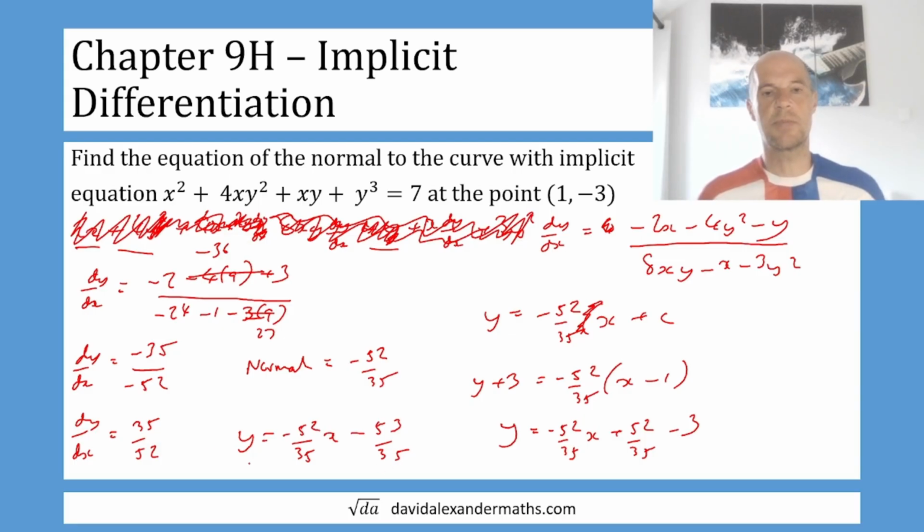And I suppose we could multiply this whole equation through by 35 if we were asked to. So 35y is negative 52x take 53, or maybe rearrange it all again so that it equals 0. But at this point, I'm just showing you the basics, and we've not been told to give it in any particular form. So this is as good a form as any.